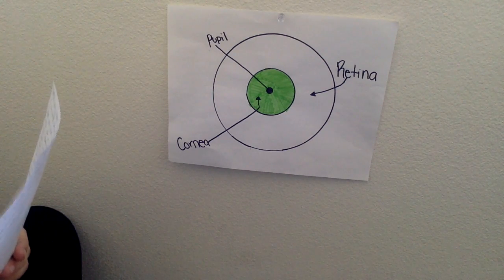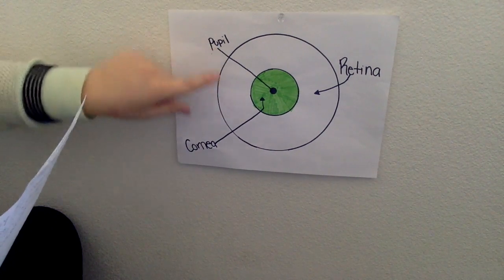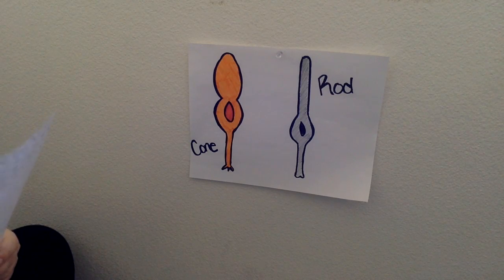This picture shows a simple example of the human eye. Here we have a pupil, the retina, and then the cornea. The light goes into the eye and hits the back of the retina. The retina is broken down into two different parts. These are the rods and the cones.